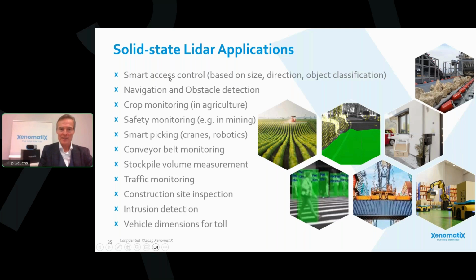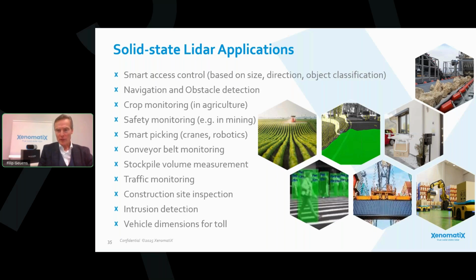Clearly, there is smart access control, and that means access control based on the size of what's approaching the gate, or direction, or the classification of objects. Based on point clouds, we can do very good navigation and obstacle detection. In agriculture, we can use dimensional information. Crop size can be determined, and when the crop size is lower, more chemicals may be required. In areas where crop size is higher, you can save fertilization.